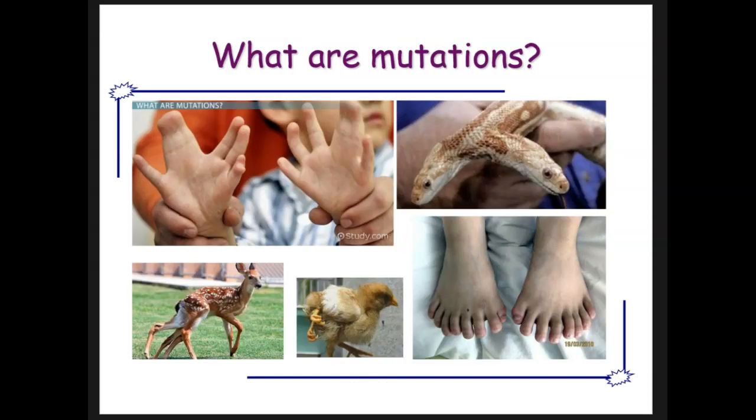So what are mutations? The effects of mutations may range from nothing to the unviability of a cell, meaning it's not viable or it's basically cell death. All mutations affect the proteins that are created during protein synthesis, but not all mutations have a significant impact. If you take a look at the photos here, those are all examples of mutations in various species.